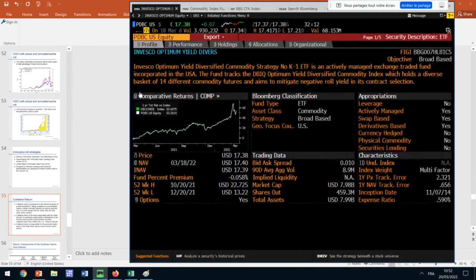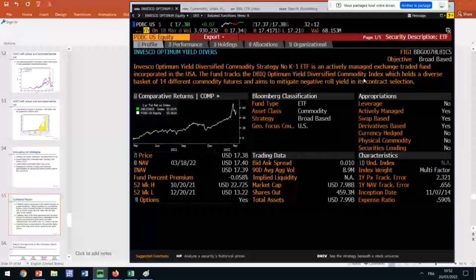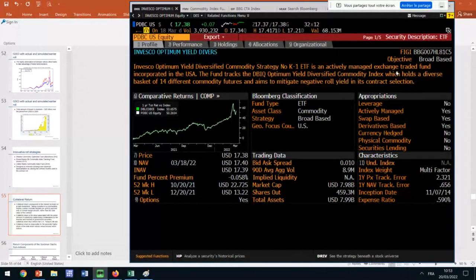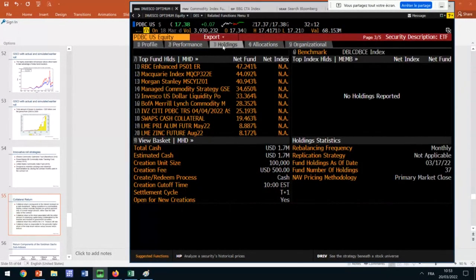So let me see somewhere here. This is, for example, Invesco Optimum Yield. I'm not trying to sell this fund. I have no idea who they are. But it's an actively managed exchange traded fund incorporated in the US. They try to track this commodity index, with 14 commodities, and aim to mitigate negative roll yield in their contract selection. So they try to avoid exactly this problem of having to roll mechanically.